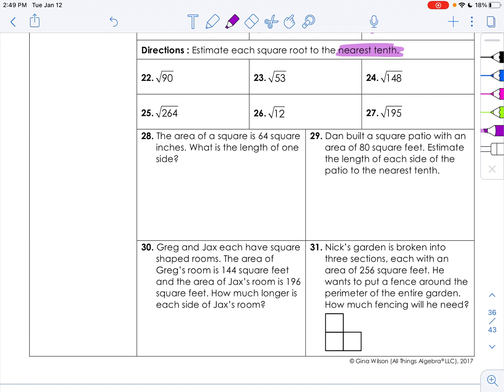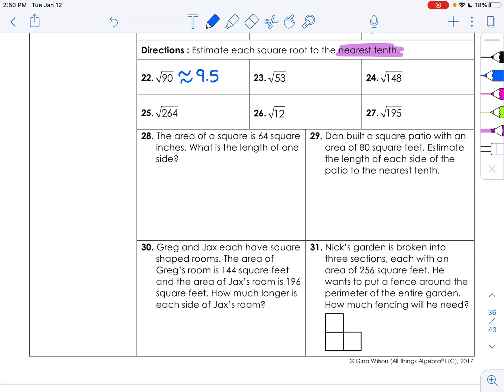Rounding to the nearest tenth, we need 1 decimal place. And then the 8 will tell the 4 to go up to a 5, which would give us a final answer of 9.5. And we don't want to say that the square root of 90 equals 9.5 because that's not true. We rounded it. It was about 9.5. So instead of a regular equal sign, we use this wavy equal sign.